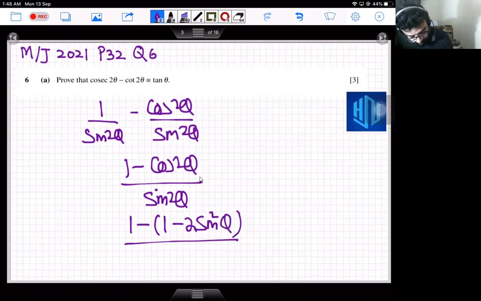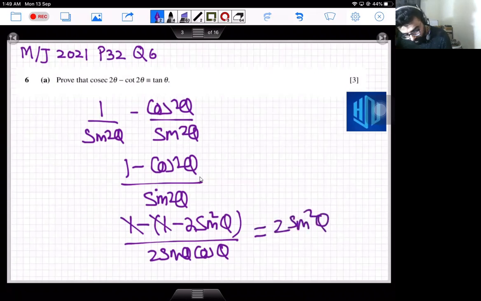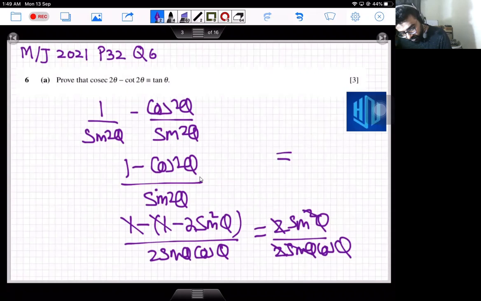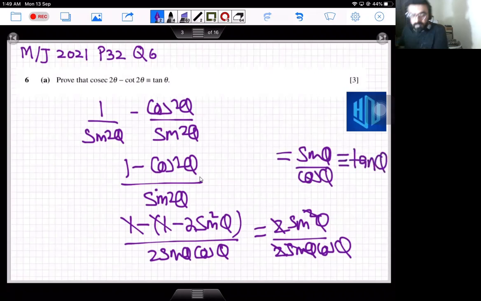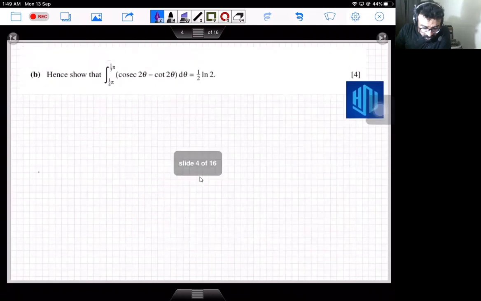And in place of sine 2 theta, you will write 2 sine theta multiplied by cos theta. Now, since 1 and minus 1 cancel out, in the numerator you have 2 sine square theta. In the denominator you have 2 sine theta times cos theta. So this 2 and 2 cancel out, this sine theta cancels out and 1 sine theta is remaining. Therefore, you have expressed this whole fraction in the form of sine theta over cos theta, which is tan theta. As simple as that. Let's move on to the next part.